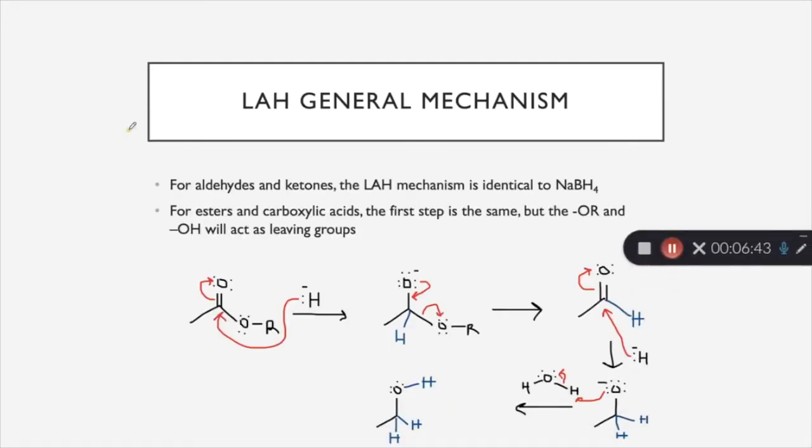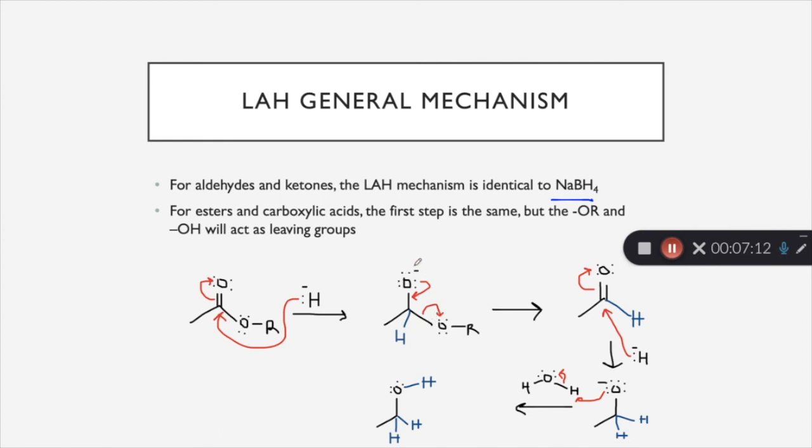So now we're going to go through the LAH general mechanism. For aldehydes and ketones, it is identical to NaBH4. But for esters and carboxylic acids, the first step is the same, but then the OR or the OH group will act as a leaving group. So the first step is the same. You have the hydride, and it will attack the carbonyl carbon and push the electrons up, giving you an oxygen with a lone pair and a negative charge.